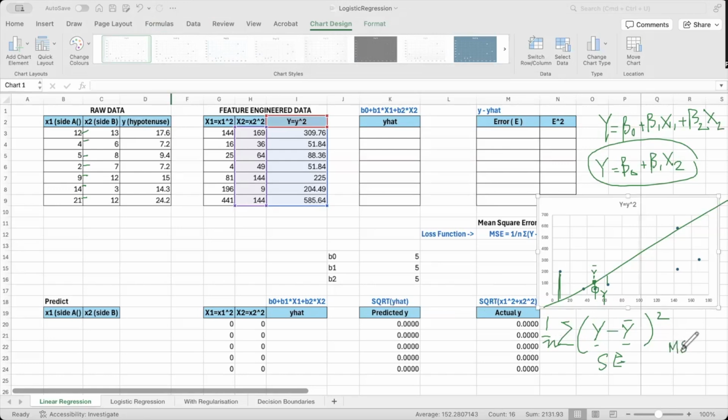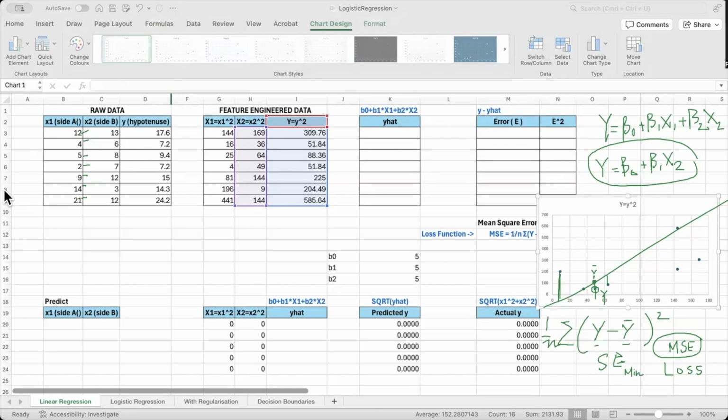Now our purpose is to minimize this mean square error, right? So this mean square error, which we will refer to as the loss function. The purpose of our optimization is that we must minimize the loss function. So minimize loss. So having understood this on a two-dimensional plane, we can extend this idea.